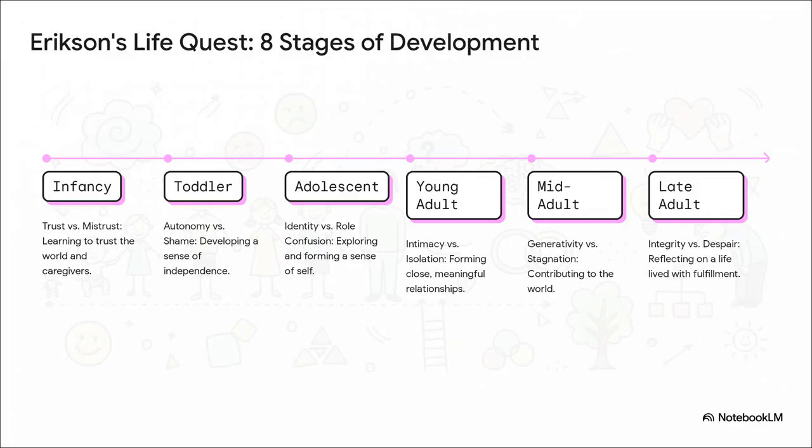And here it is. This is his roadmap for our whole life. You can see it starts with trust versus mistrust as a baby. Hey, that sounds a lot like attachment, right? It all connects. It moves through all these key stages, but the big one we're going to focus on right now, the main event for teenagers, is that one right there: identity versus role confusion.